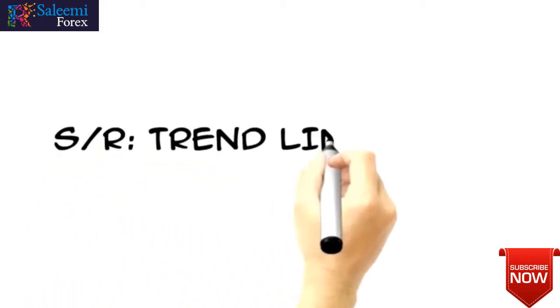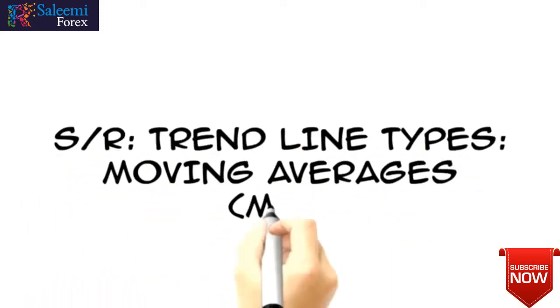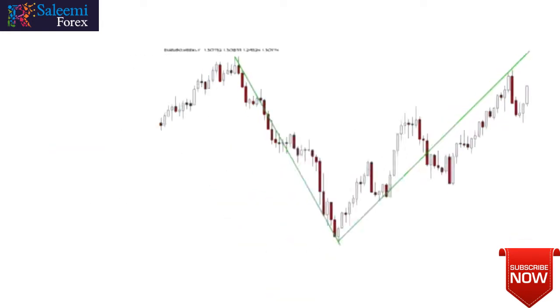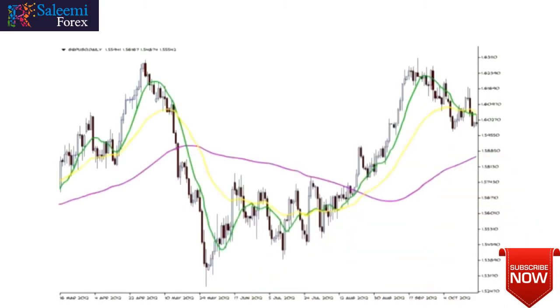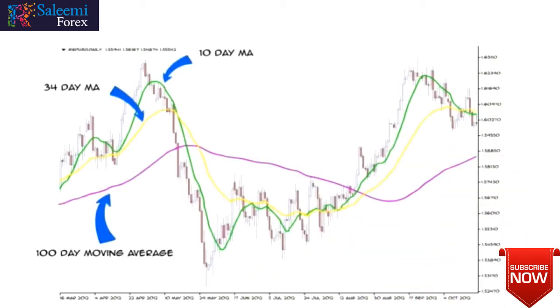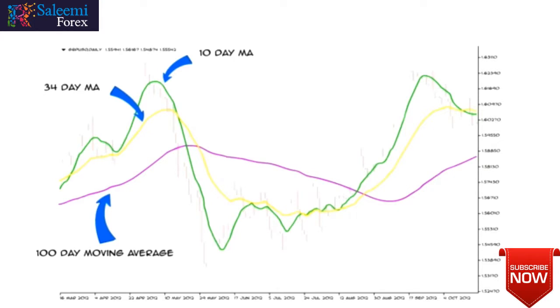Support and resistance trend line types. Moving averages, MAs. Like simple trend lines and channels, moving averages, or MAs, are another kind of trend line that helps clarify the trend because they smooth out the gyrations of individual price or candle movements.